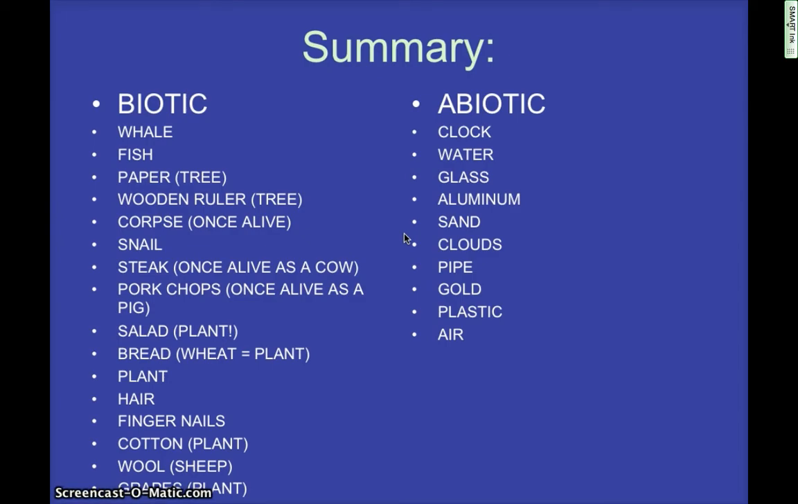The abiotic factors include a clock, water, glass, aluminum, sand, clouds, pipe, gold, plastic, and air. At this point, to check for understanding, write 2 insightful questions and their answers in the boxes at the bottom of the page. Think about what you might ask someone to see if they really understood what this lecture was about.